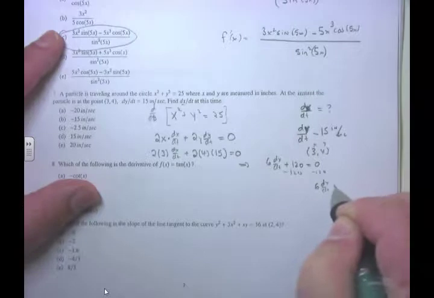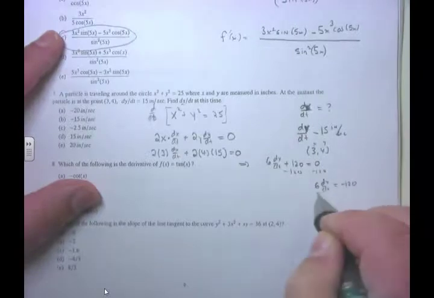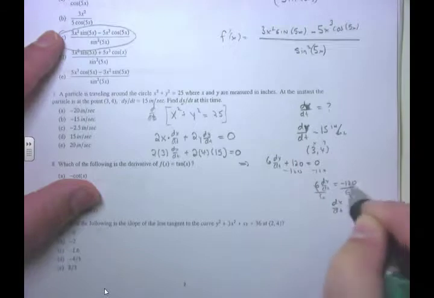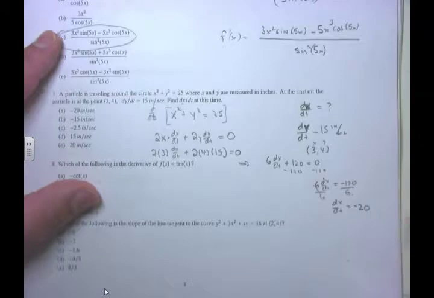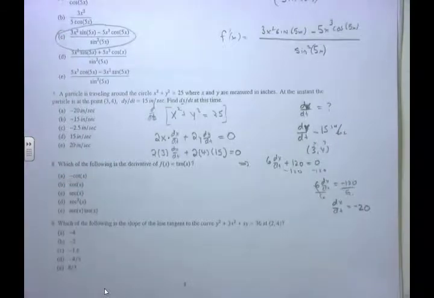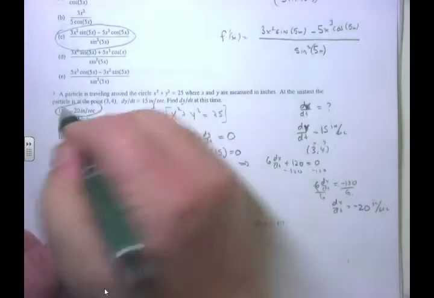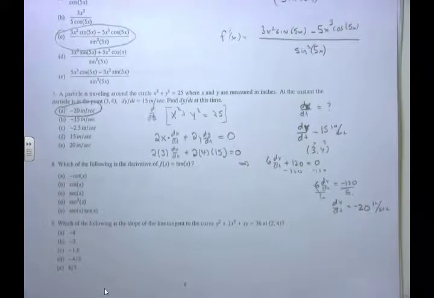6 dx over dt is equal to negative 120. Divide by 6 on both sides, and I get dx over dt. What's 12 divided by 6? Negative 2 with the extra 0. Negative 120 divided by 6 is negative 20, and this is a rate, so this is inches per second. So the answer is A.